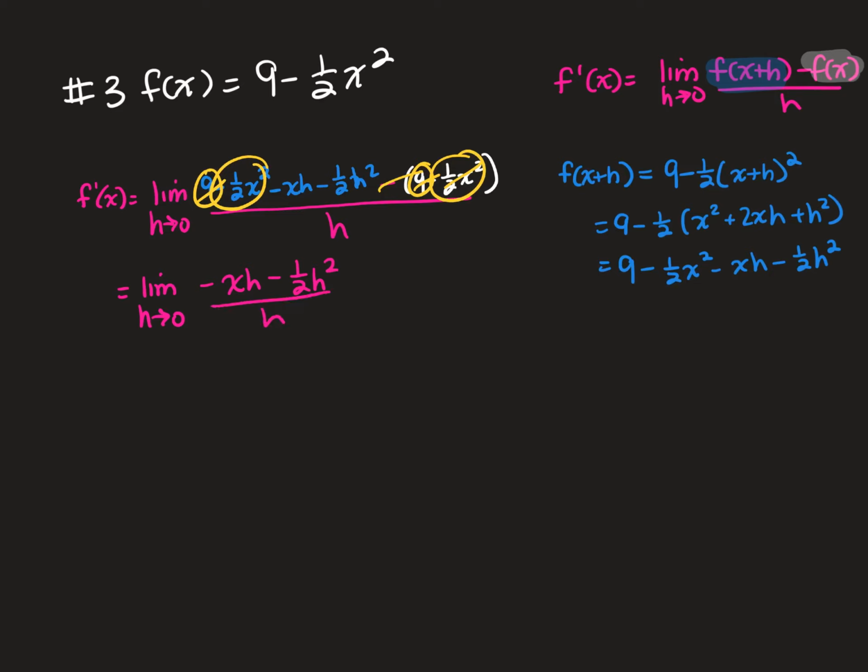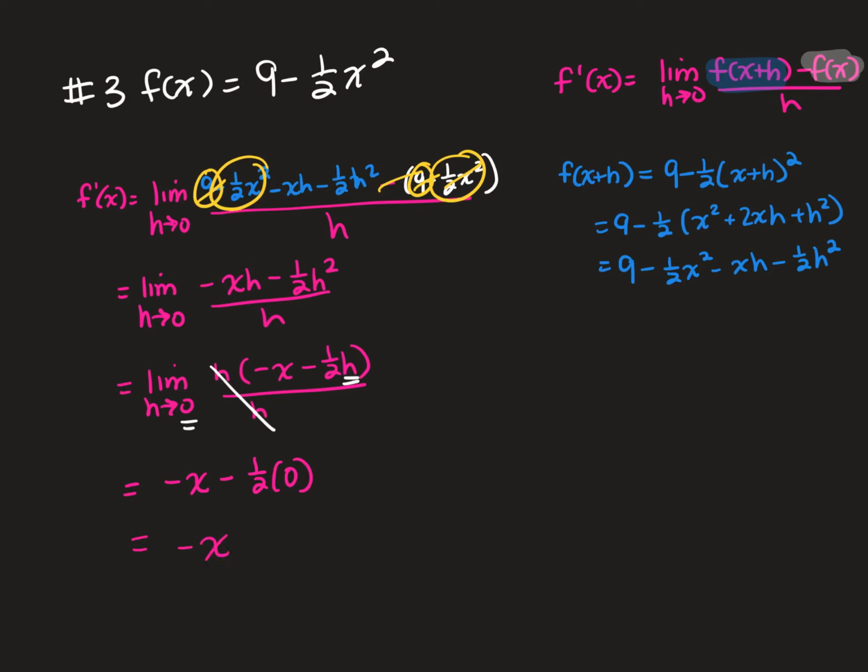And then I go ahead and factor out an h. All right, so I factor out an h. I get negative x minus 1/2 h all over h, and that's great because I have my giant 1. Once I get rid of that h in the denominator, now I can plug in 0 for h into my expression. So I'll have negative x minus 1/2 times 0, which just ends up being negative x.